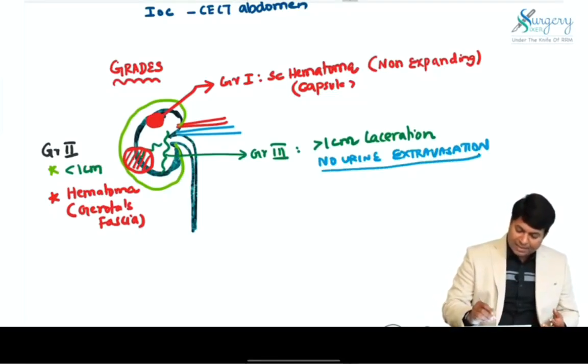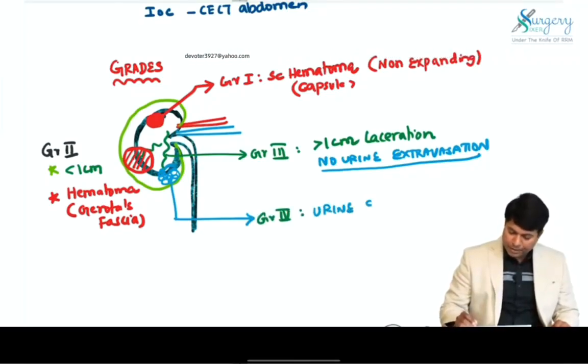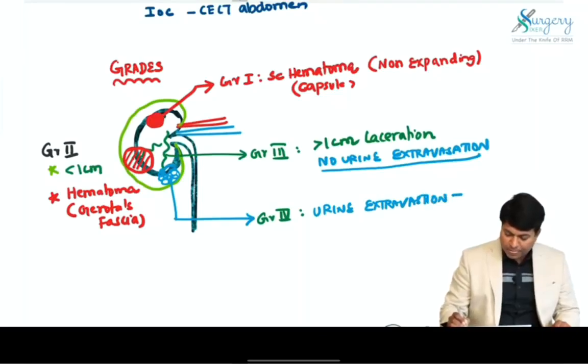Grade 4 will be a laceration more than 1 centimeter with urine extravasation. Urine extravasation is present. So there is a severe injury, the urine is extravasating outside.